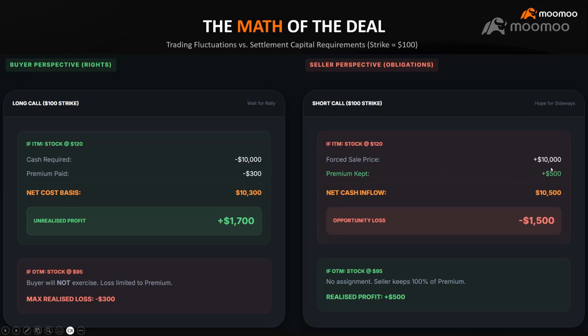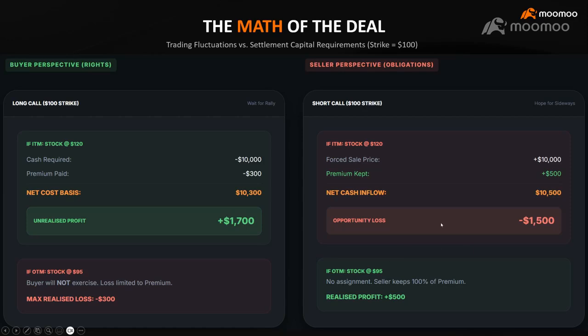So maybe the buying power you need to maintain the position is about 10K. Then you have your premium, so your cash is 10,500. Because the current stock price is trading at $120 while your shorting price is $100, you are losing 2,000. But because you have the premium at the beginning, you add it in, so your whole P&L will be losing 1,500.